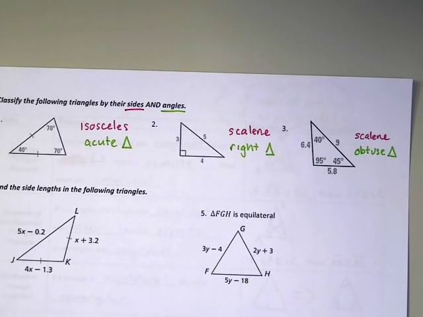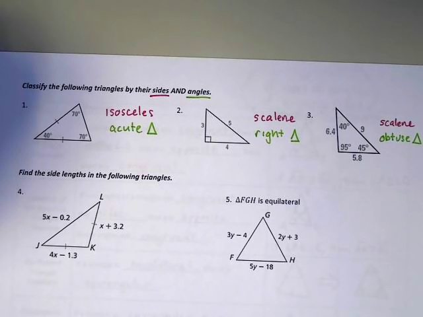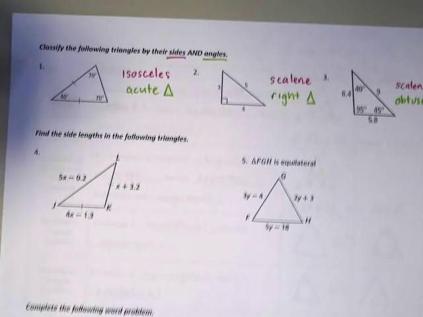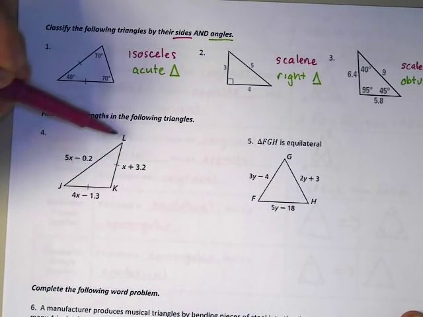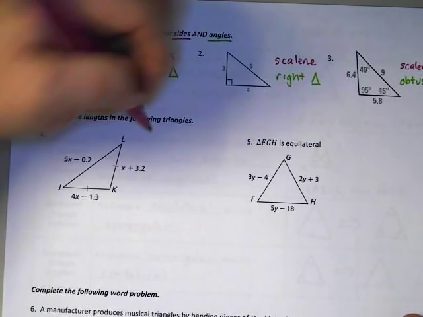And then we get into some problems where we actually need to solve for angle measures or side lengths, excuse me. So if we look, find the side lengths in the following triangles. Oh, this isn't going to be too bad. Look, first of all, we need to know what type of triangle we have. Oh, I have 2 congruent sides, so I know that this is isosceles.